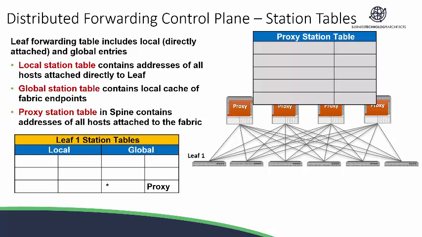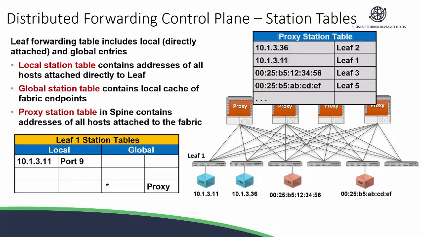So the APIC is actually not in the path of the traffic. It's just a management entity, but it does control the policy. The switches handle the physical forwarding of the traffic itself. So if we take a look, leaf 1 wants to communicate. He's connected on 10.1.3.11 on port 9, and he wants to communicate to those individual MAC addresses on those other leaves.